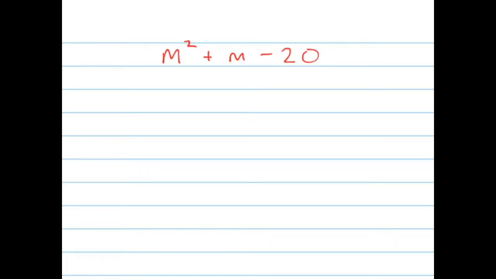Okay, so we're looking for factors of negative 20 that add up to positive 1. So if they multiply together to be negative 20, then they have to have different signs, right? If they add up to be positive 1, then the bigger number has to be positive. So what'd you come up with, Tyler? 5 times negative 4. So that gives us a factorization of m plus 5, m minus 4, or m minus 4 times m plus 5. Good? Yes?